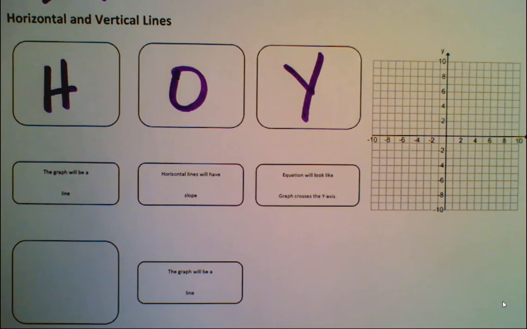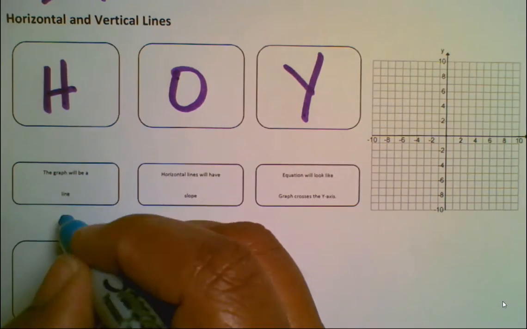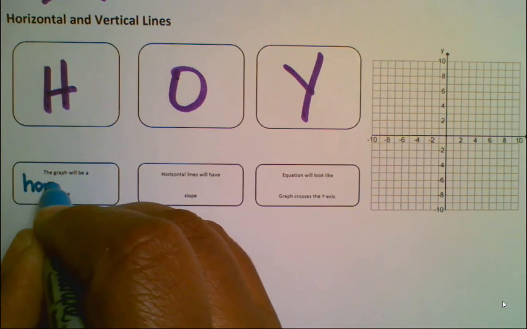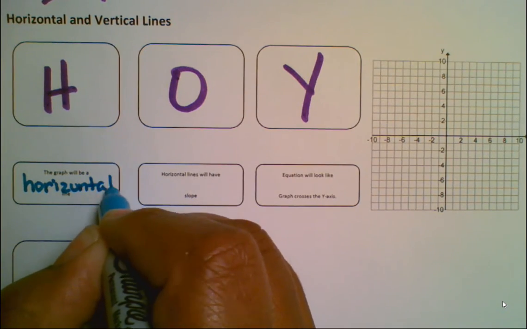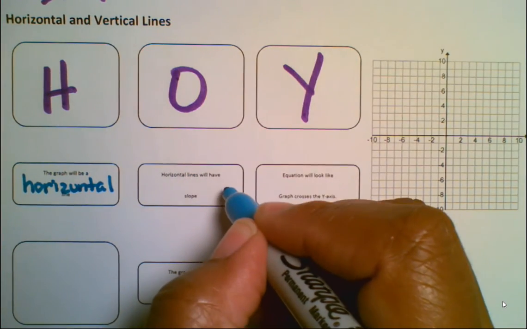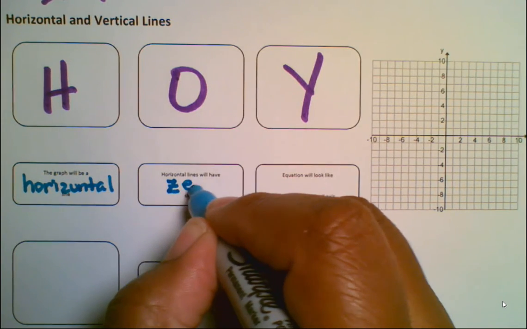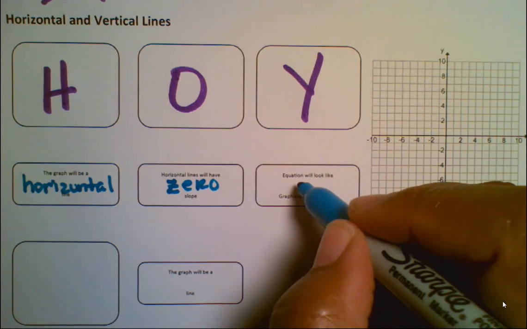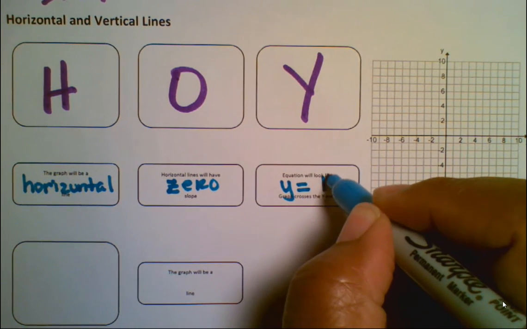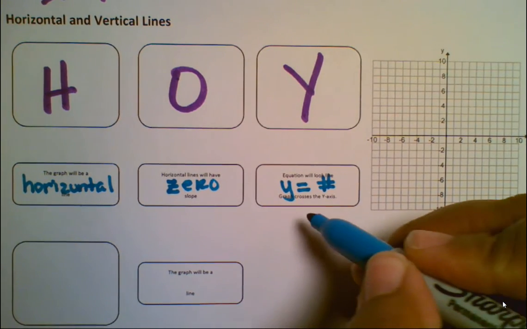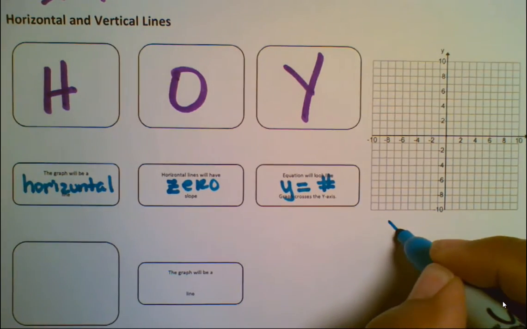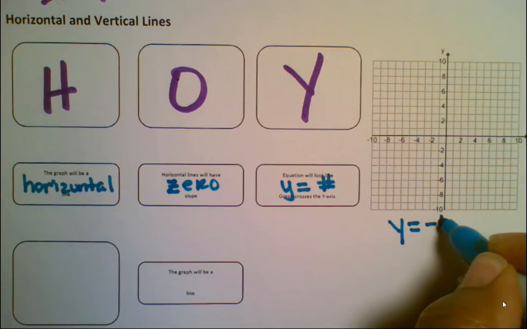where for H, the graph will be a horizontal line, and all horizontal lines will have a 0 slope, and the equation will look like y equals some number, where the graph crosses the y-axis. For example, we have here y is equal to -4.